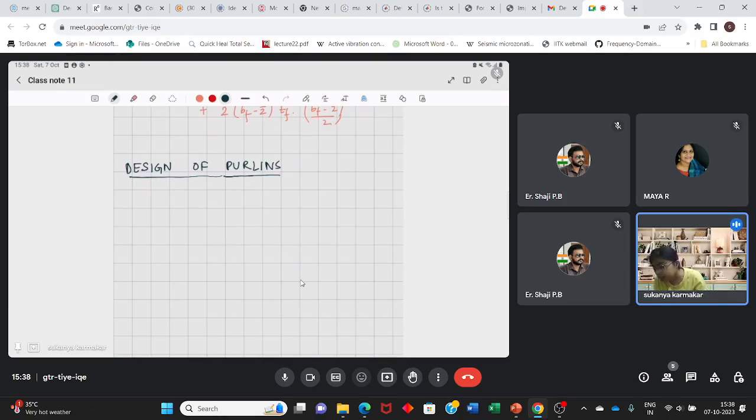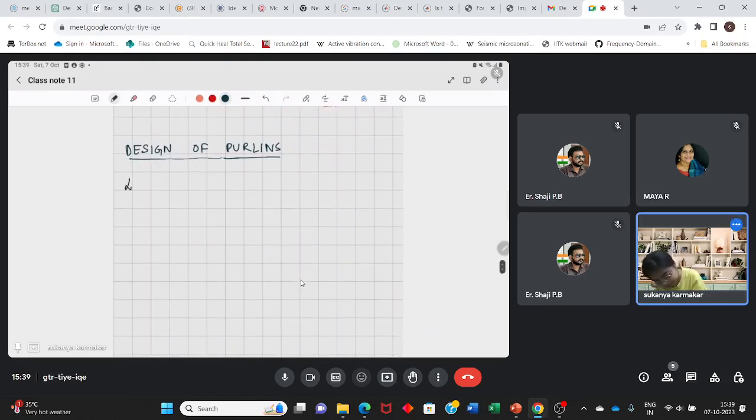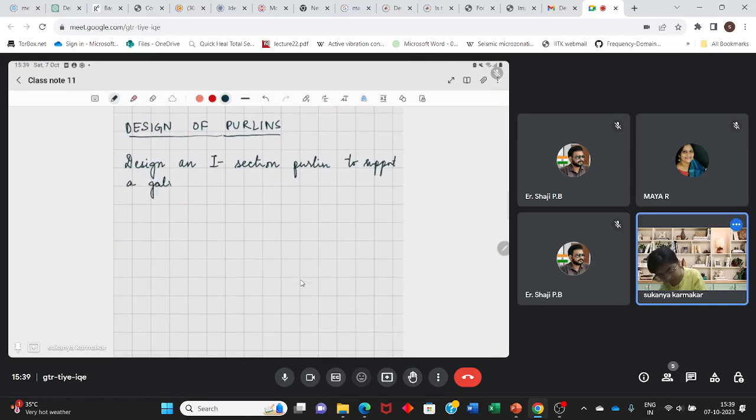Basically, you have to design an I-section purlin to support a galvanized corrugated iron sheet roof for the following data, and the data is given.